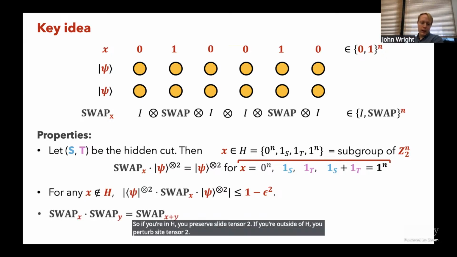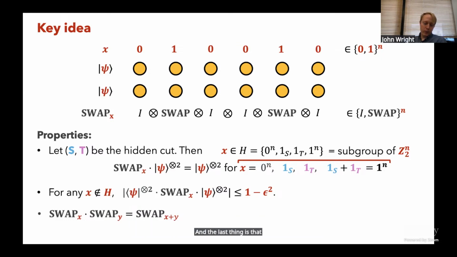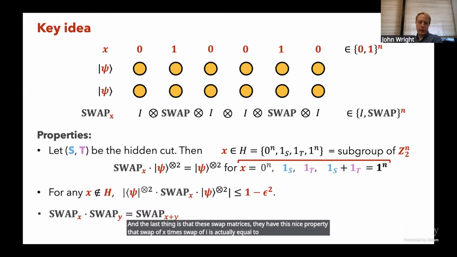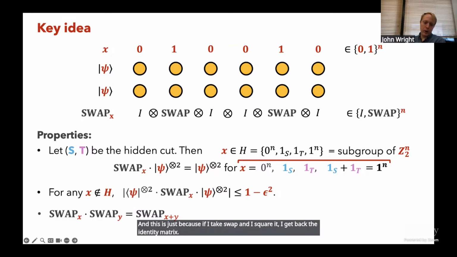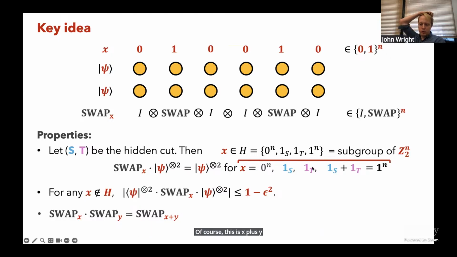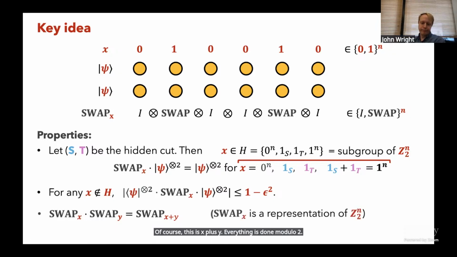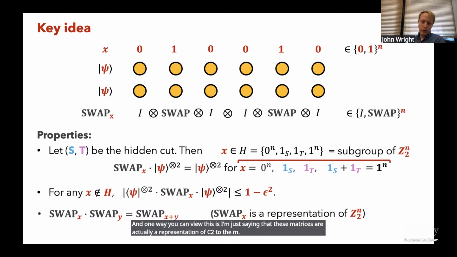And the last thing is that these swap matrices have this nice property that swap of X times swap of Y is actually equal to swap of X plus Y. And this is just because, if I take swap and I square it, I get back the identity matrix. Of course, this is X plus Y. Everything is done modulo 2. And one way you can view this is just saying that these matrices are actually a representation of Z2 to the n, if you like representation theory.